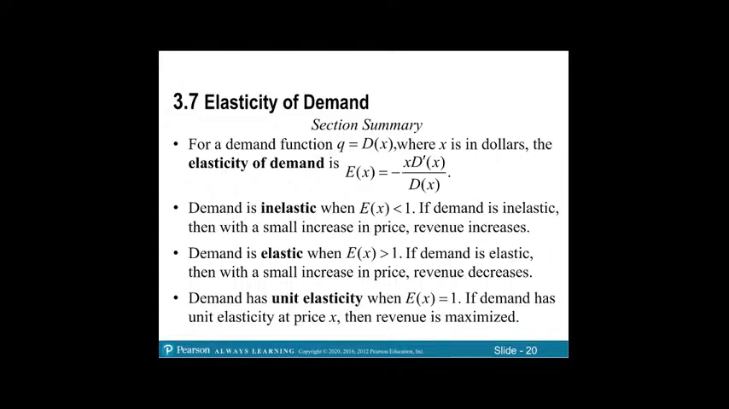So for a demand function, the elasticity of demand is given by negative x times d prime over d. The demand is inelastic when the elasticity of demand is less than 1. If the demand is inelastic, then with a small increase in price, the revenue increases. The demand is elastic when E of x is larger than 1. If the demand is elastic, then with a small increase in price, the revenue decreases. That's interesting. So demand has a unit elasticity when the elasticity of demand equals 1. If the demand has a unit elasticity at price x, then revenue is maximized.